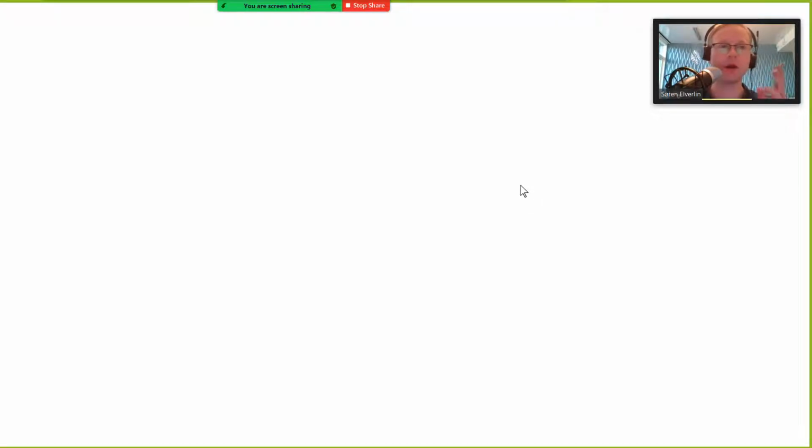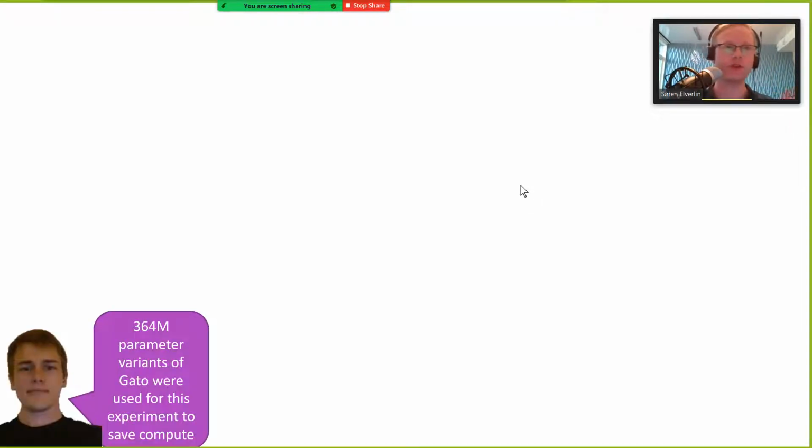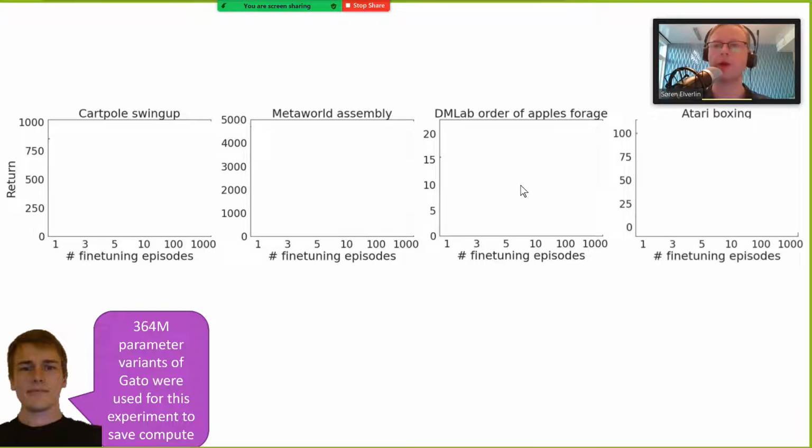Let's have a look at these 4 tasks where generalization was attempted, where transfer learning was attempted. It was done with a smaller model, and the 4 are cartpole swing up, metaworld assembly, DM Lab order of apples forage, and Atari boxing. Again, you'll see on the y-axis we have performance, and on the x-axis the number of fine-tuning episodes.